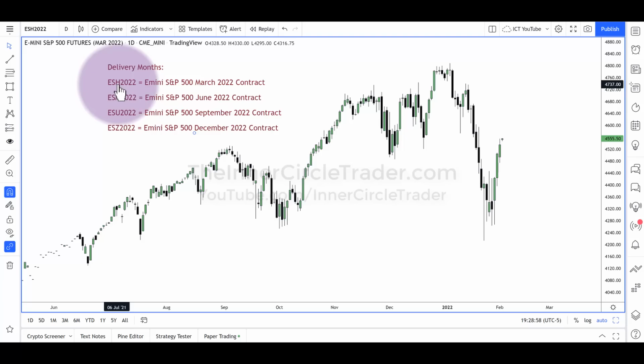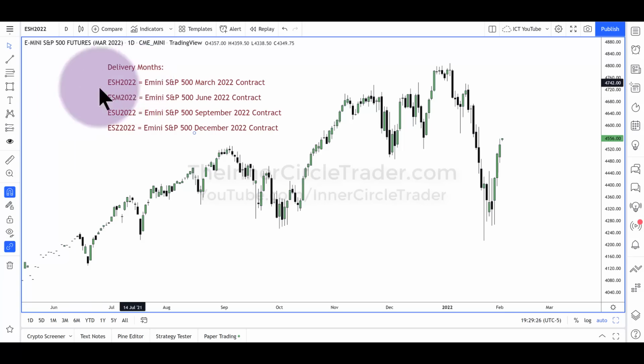So the delivery month codes for the commodity markets, H is always representing the month of March. M is June. U is September. Z is December. These are the only 4 months that the index futures trade on E-mini S&P, E-mini NASDAQ, and E-mini Dow. Okay. The year obviously is what it is.